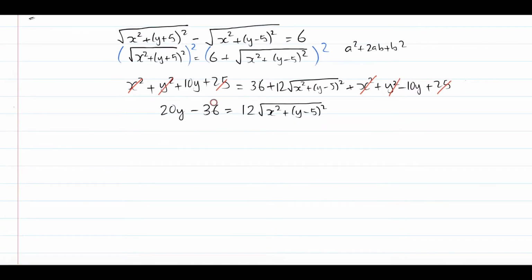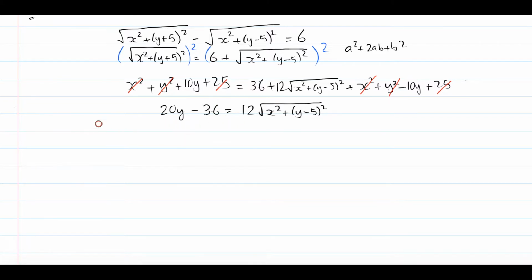Okay, now here's where most students would lose a mark when we're sketching these kind of graphs. This only applies to hyperbolas. As you'll see, we'll get a hyperbola graph, but this is where students would lose their mark. 20y minus 36 equals 12 root x squared plus y minus 5 squared. Well, we have to restrict our y value. That means we restrict the range of our graph.